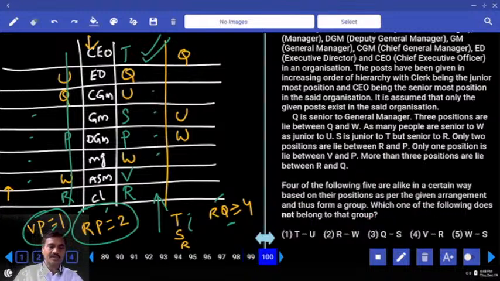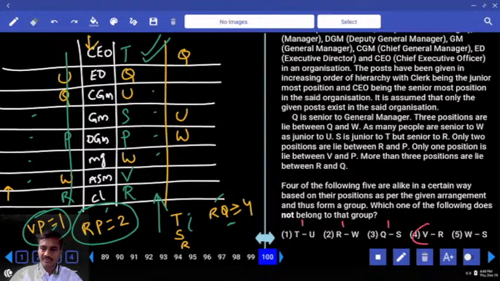Odd one out. T and U, there is one person. R and W, one person. Q and S, one in between. V and R, they are adjacent. W and S, there is again one person. Then what is the odd one? Choice 4 is the odd one.